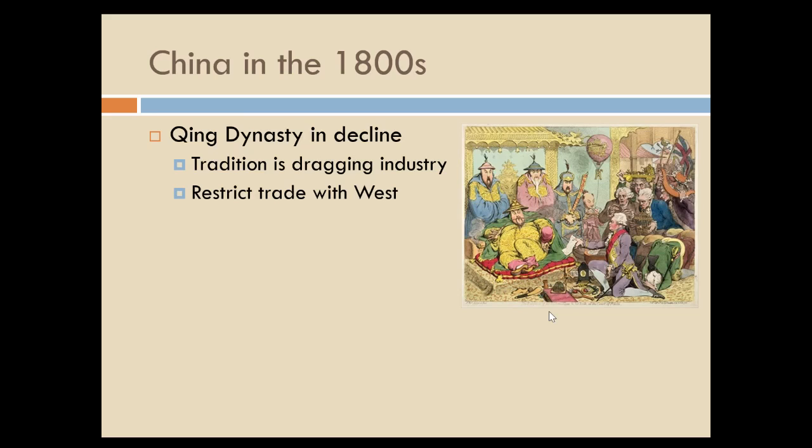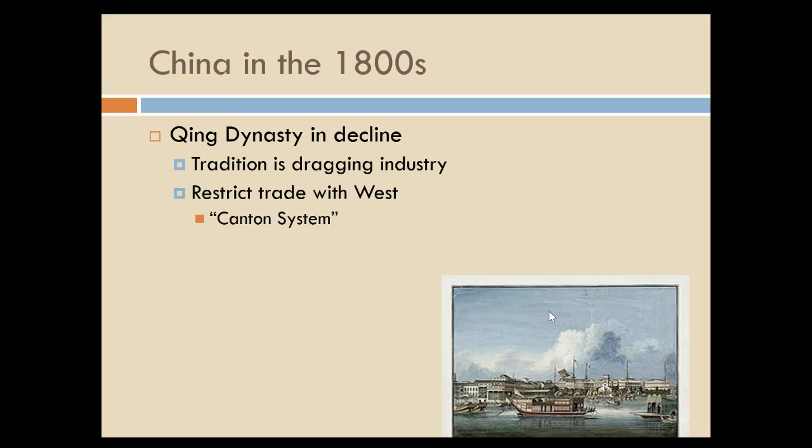They restricted trade with the West, and there's only some areas where you could trade, that being the Canton system. And this basically says that Canton is the only port where European ships can come in and trade. So this means that there's a huge backlog in trade opportunities for countries if there's only one port.